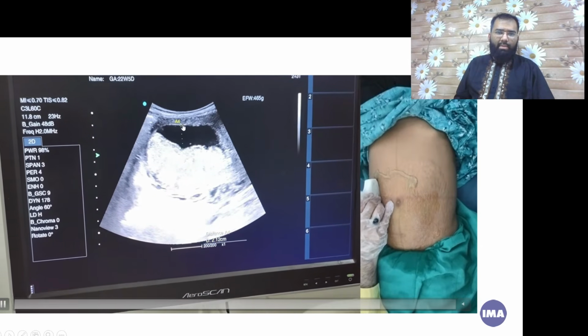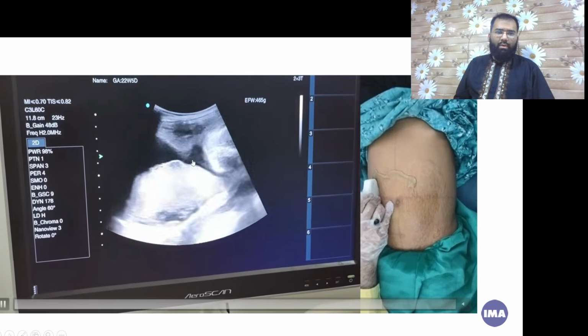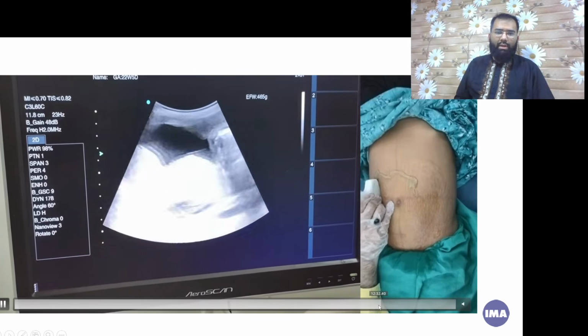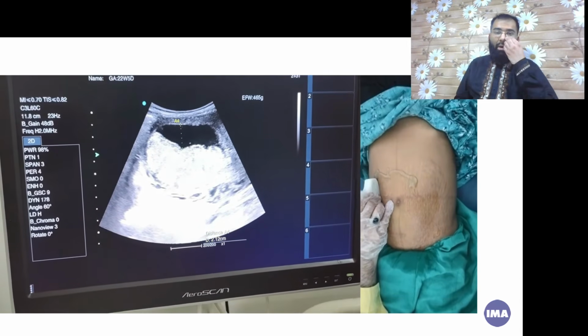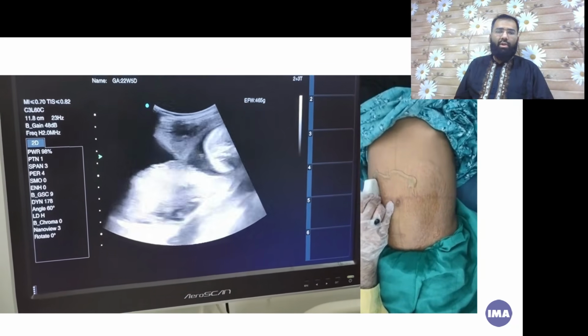Now I'm measuring it in the first quadrant. In the first quadrant, it is around 2.1. So now you have to note it down that in the first quadrant it is 2.1.